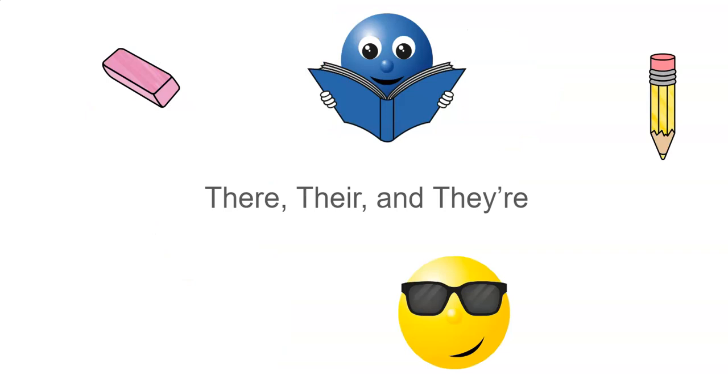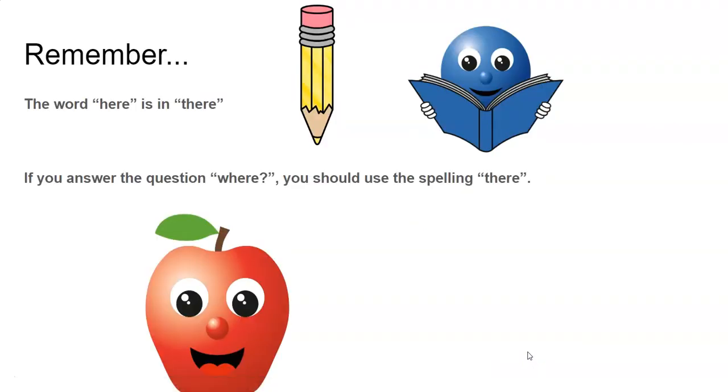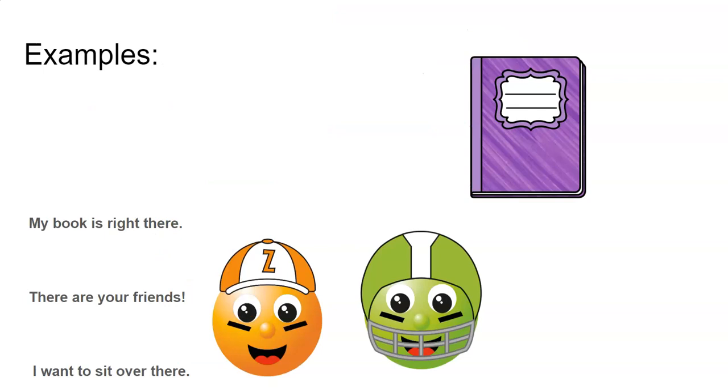All right, so our first words are there, and there. And you can see there are three different types of there. So remember, the word here is in the word there. If you answer the question where, you should use the spelling there. And you can see that you have here, and then you add a T, you add an H, okay? So that's like a place. Here, there, where. All right, so here are some examples. My book is right there. So that's telling you where it is. There are your friends, and I want to sit over there.